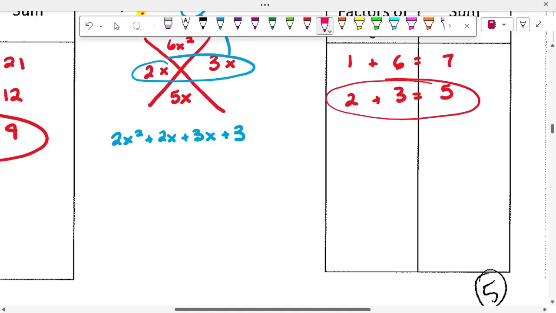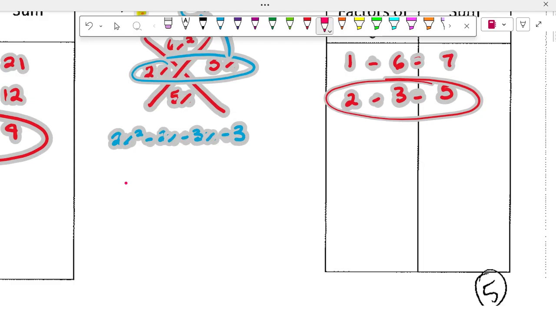Now, which method do you guys want me to do? Do you want me to do T or reverse box? Which one? Okay, I heard box, so I'll do that one.